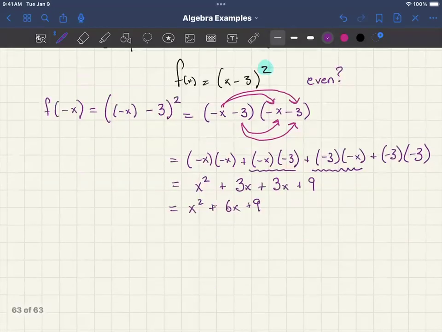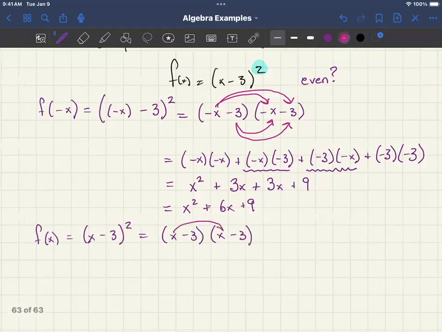Now, again, at this point, it's not clear. Is this the same thing as our original function or is it different? So let's actually write out our original function, x minus 3 quantity squared, and let's distribute that out. We're going to take, and I do like drawing in my arrows. It just helps me remember that I've got to have 4 terms when I multiply this out. A lot of times, if we don't do this little bit of extra work, we do get lost sometimes.